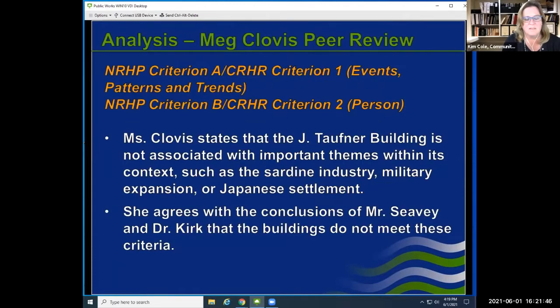The third analysis, which is really the new analysis being brought to the table, was by Meg Clovis. She provided some more detail about the property and basically concluded that the Toffner building is not associated with the important themes of Monterey's history, such as the sardine industry or military expansion or Japanese settlement, that many other buildings in this area have been determined to be significant. And she actually agreed with the conclusions of Mr. Seavey and Dr. Kirk that the building does not meet these criteria.